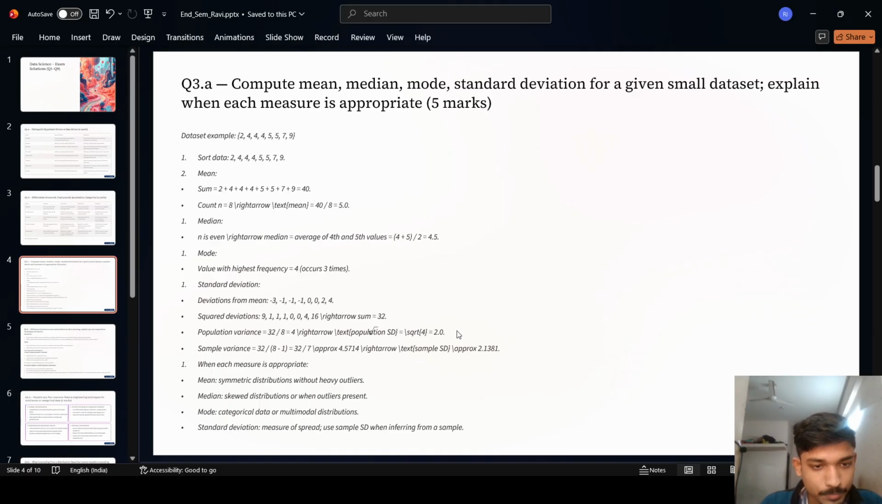The next one is when each measure is appropriate. When we should take mean, median, we have to classify that. So we will take the mean in case of symmetric distributions without heavy outliers. Median we will take in case of skewed distributions when outliers are detected. Mode we can use in case of categorical data or multimodal distributions. And standard deviation will be useful as a measure of spread. Use sample standard deviation when inferring from a sample.